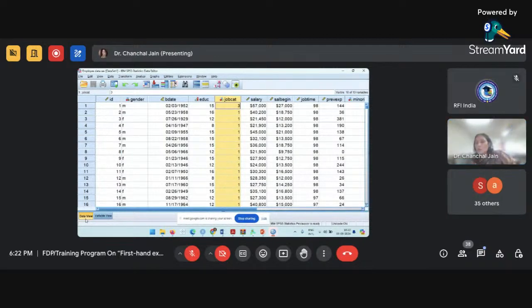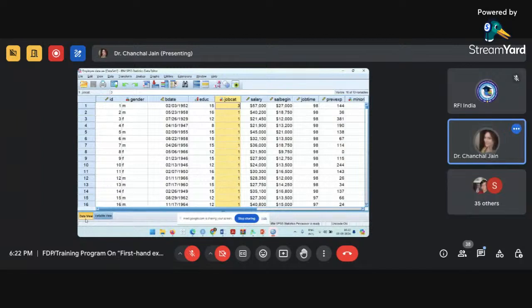Yes, ma'am. So can anyone tell me how I will formulate my hypothesis for the ANOVA? It could be like the salary for all the job categories is equal.